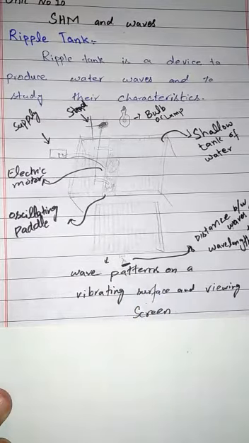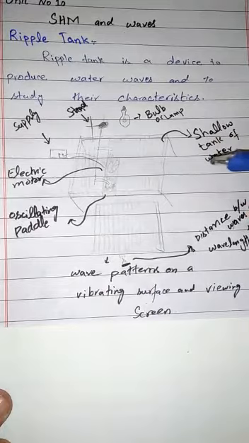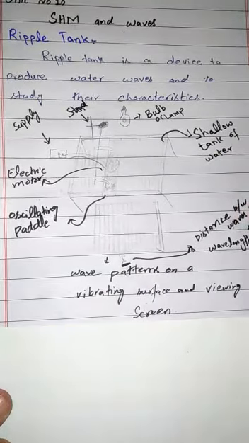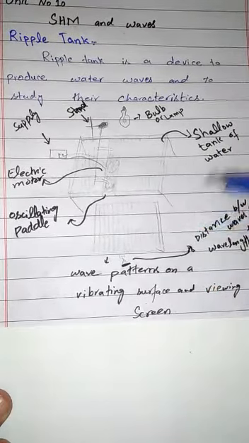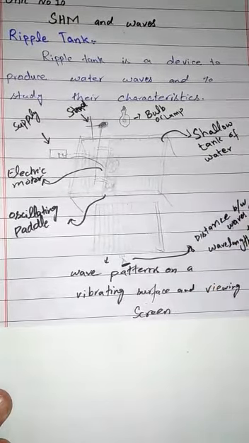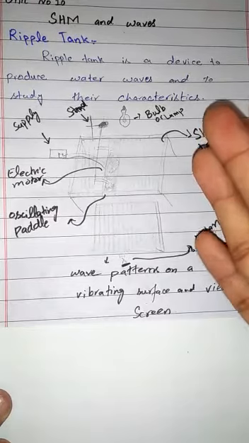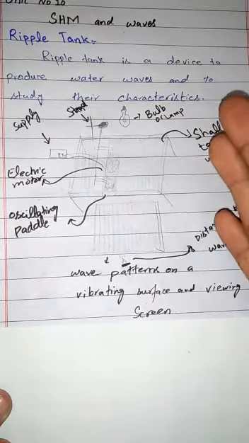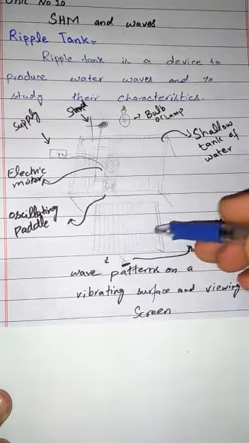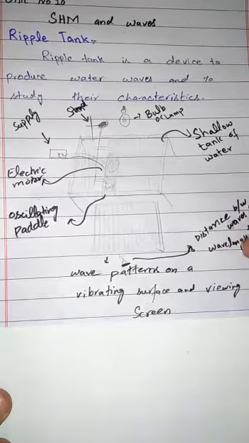Now we explain the reflection of water waves with the help of a ripple tank. By this process we can easily define reflection and see how these waves are reflected when we put some hurdle in the way of these waves. So first of all I will tell you about reflection.